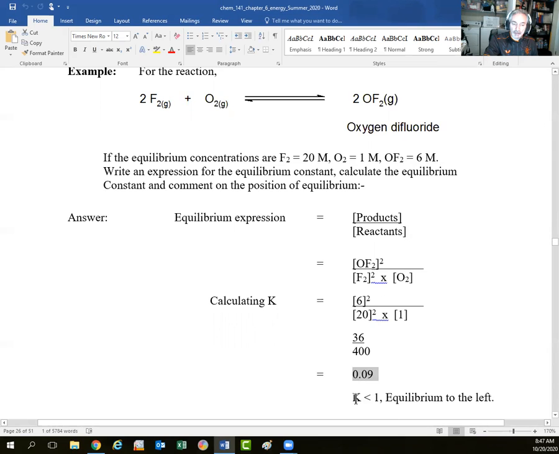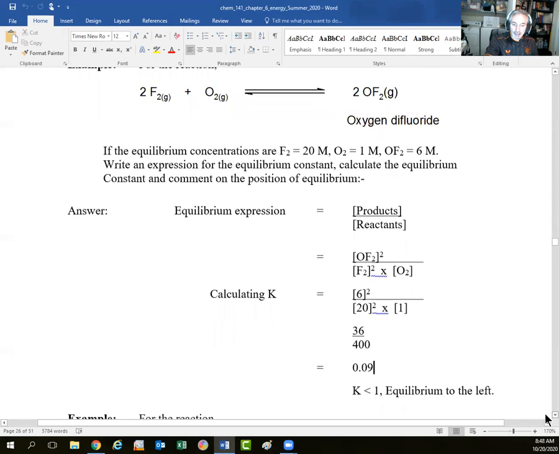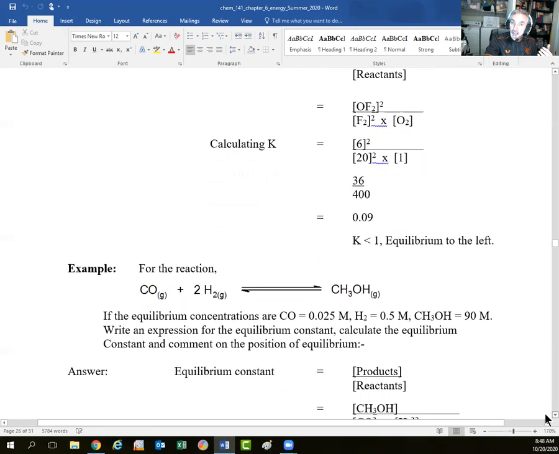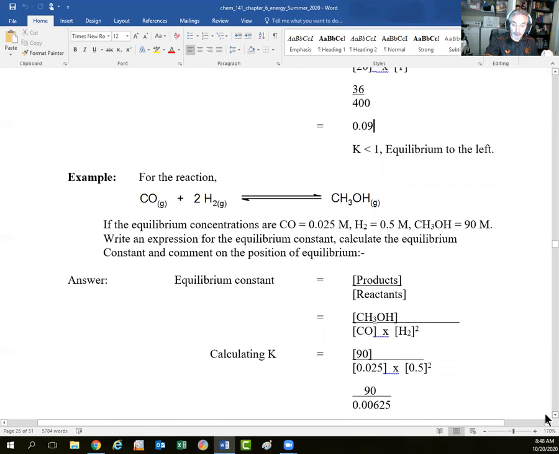And so our equilibrium value is less than 1. And we only get a value less than 1 when we've got mostly the initial reactants, the fluorine and the oxygen. So we say that we have an equilibrium position which is to the left, or we say that the back reaction is favored. It's the back reaction which is trying to produce oxygen and fluorine gas.